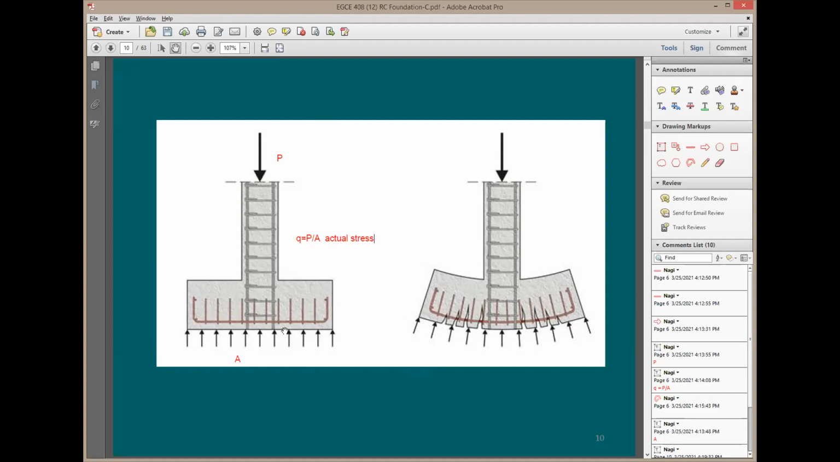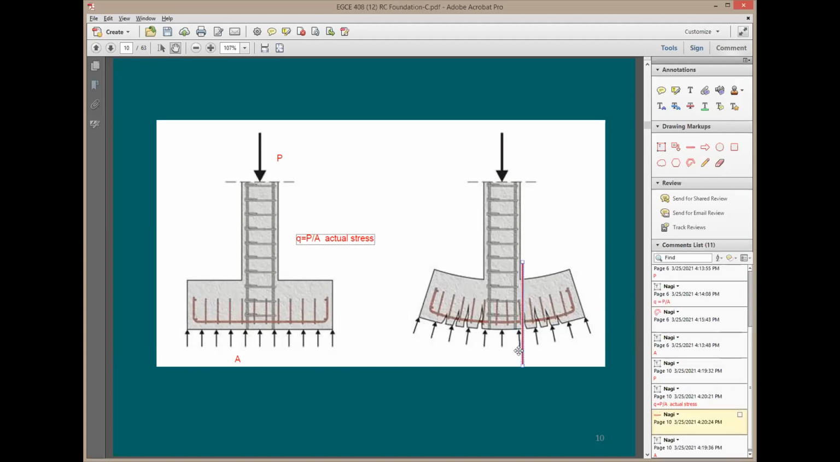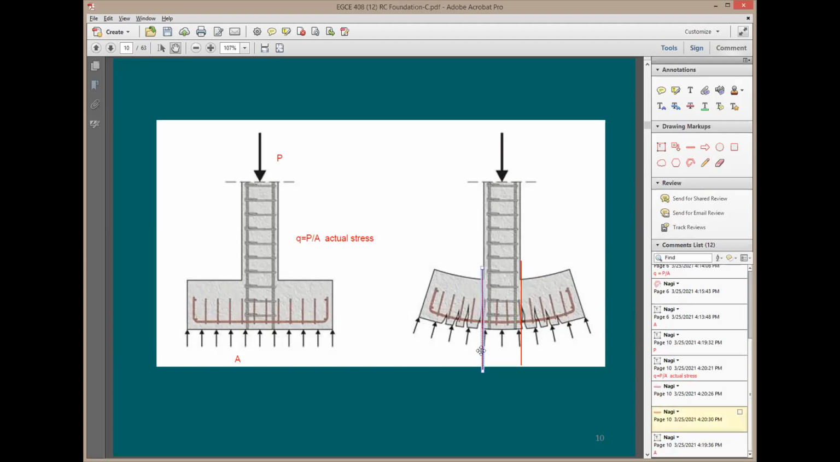And this reaction, once you put it in this footing, the footing is going to start to deflect this way, as if you have two cantilevers. Your critical section for moment is going to be right here. And also you're going to have another section right here, at the face of the column.